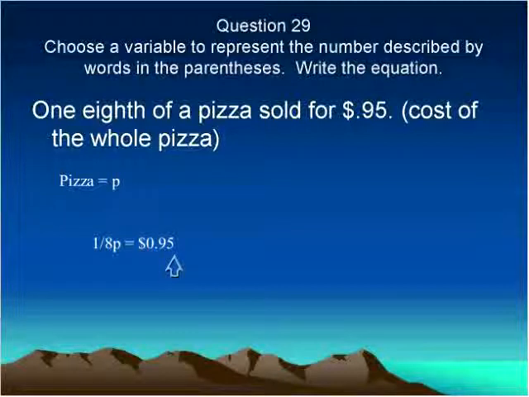And that cost is equal to 95 cents. This is a key. When you're looking at words, there are some words that mean things. Of. If you see the word of, that means multiplication. So 1/8 of a pizza means 1/8 times pizza. Okay, of will mean multiplication. So 1/8 times P is the same as saying 1/8 of P, or 1/8 of the cost of the pizza is equal to 95 cents.